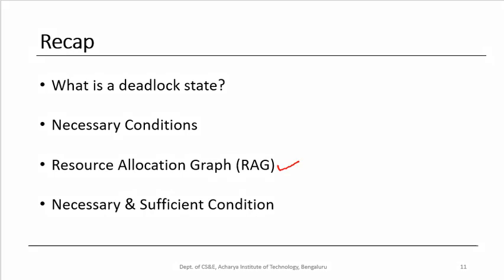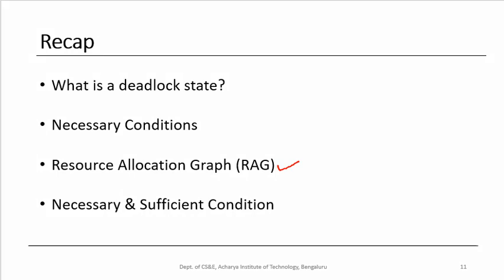It is a directed graph and visually represents the requests that processes are making for the resources and the resources which are allocated to the processes. If we observe a cycle in this kind of graph, then we can suspect that there is going to be a deadlock in the system.